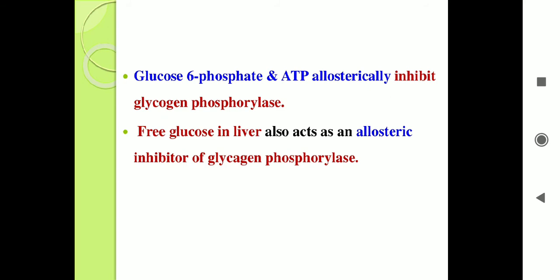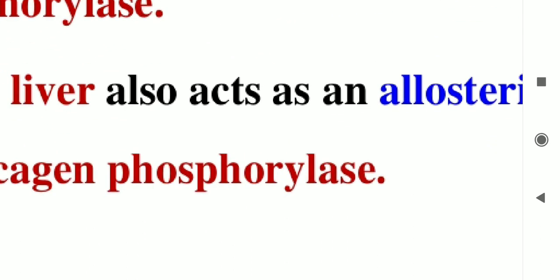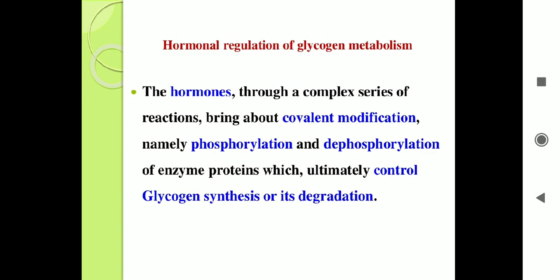Free glucose in the liver also acts as an allosteric inhibitor of glycogen phosphorylase enzyme. If there is any action of an inhibitor, you are not able to produce, or the pathway is not completely giving us a larger quantity of glycogen. It requires a sufficient amount of substrate, and only then will it be produced in a high amount, meaning whatever synthesis there is will be high.